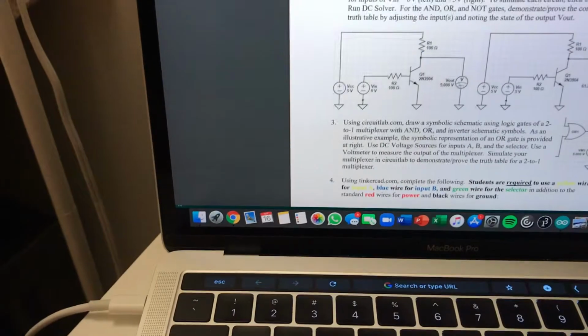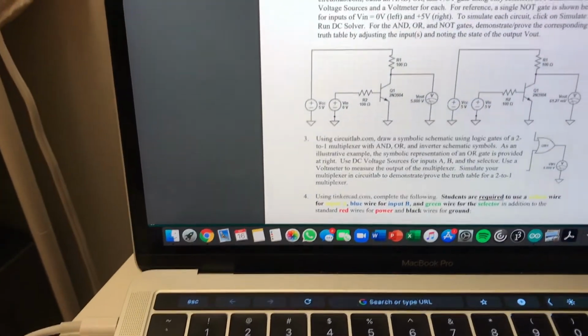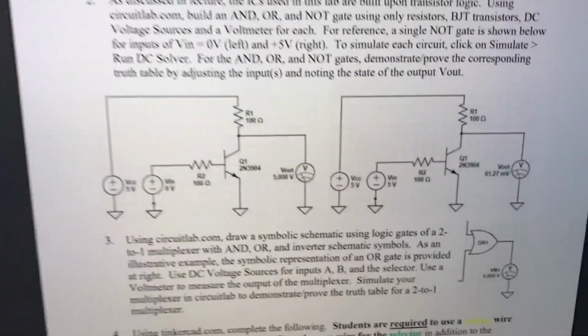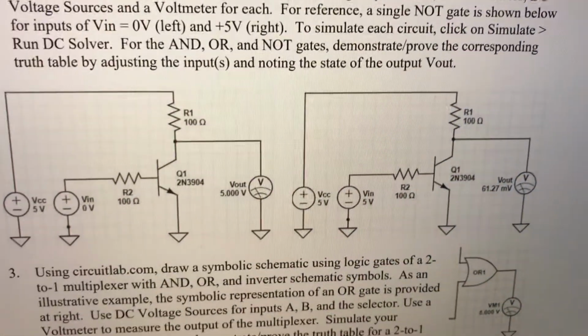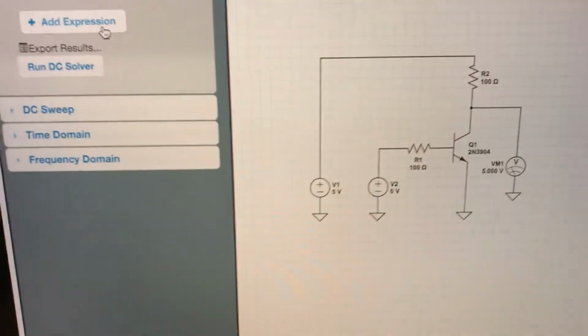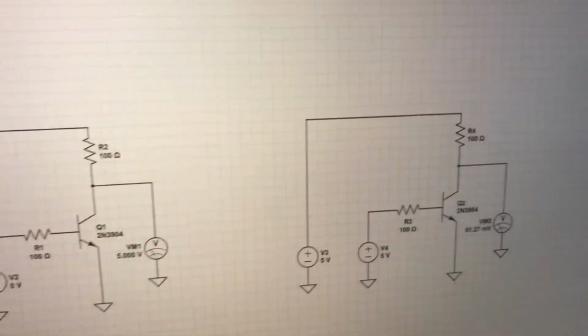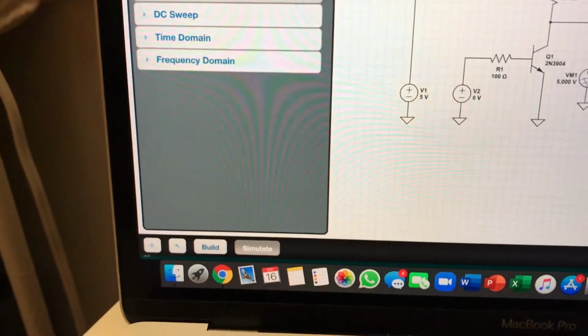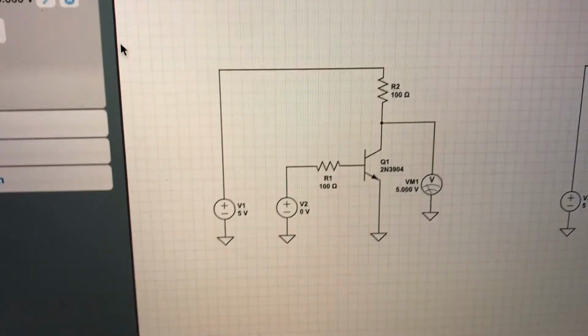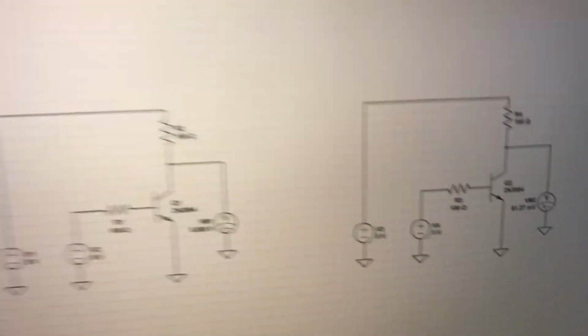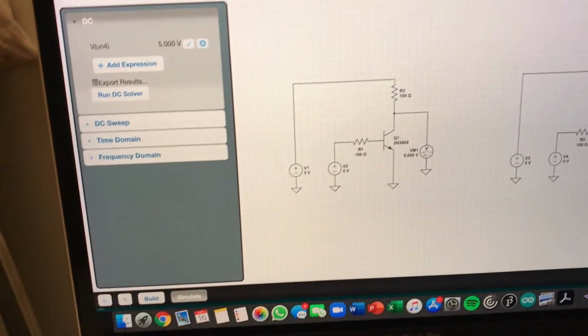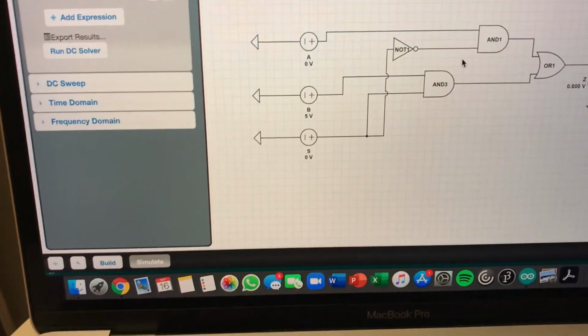The next step that we see is doing these 2 outputs in Circuit Lab, getting the 5 volts and then the 61.27 millivolts on the voltmeter. We see here I have my circuits, and then just running that again, you can see there's the voltages. And then part 3 is the 2-to-1 multiplexer.